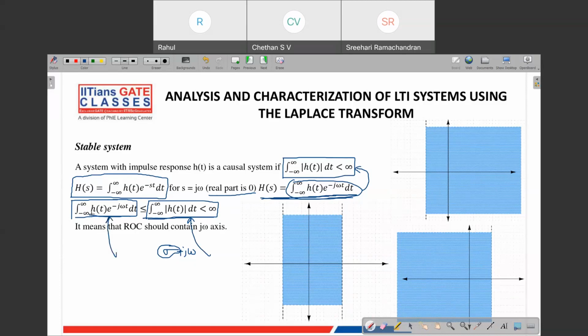Since this expression is converging, and the condition here is that sigma is equal to 0, this integration, which is essentially a Laplace transform with sigma equal to 0, is converging. And we know that whenever the Laplace transform converges, that point is a part of the ROC, correct? So whenever sigma equal to 0 is a part of the ROC, the system will be stable. Everyone got my point, or should I explain it again?